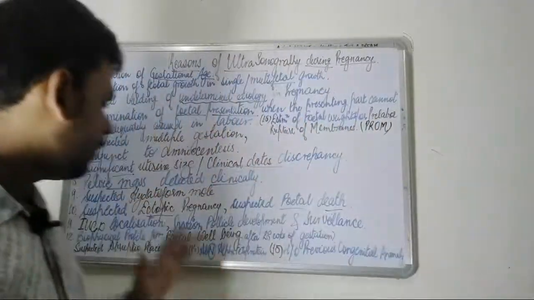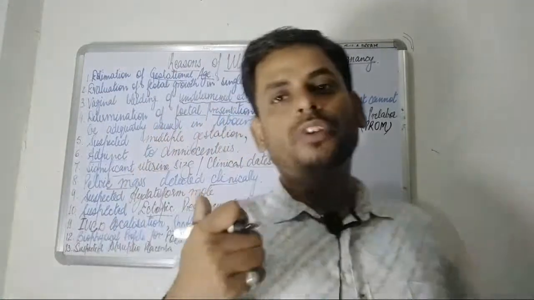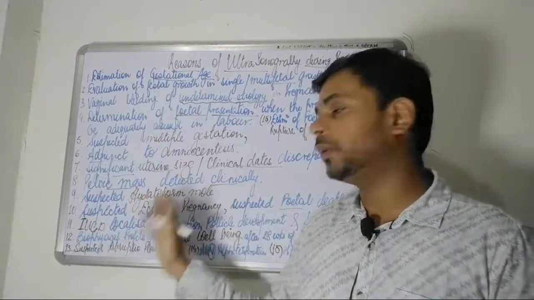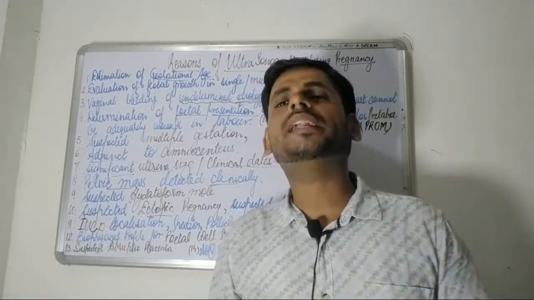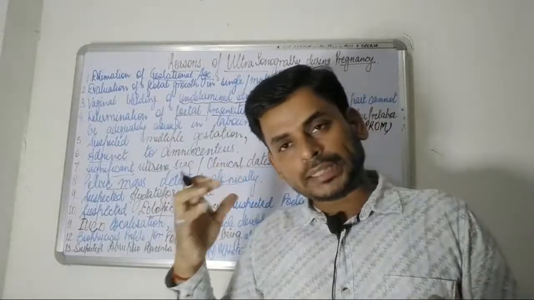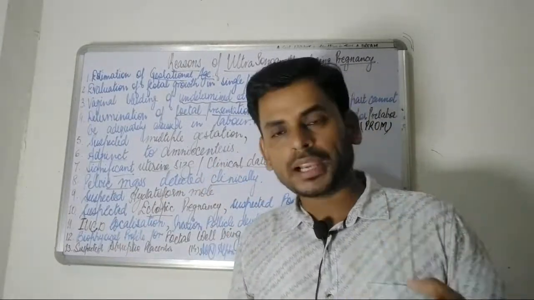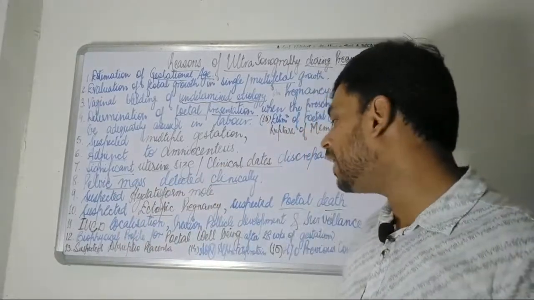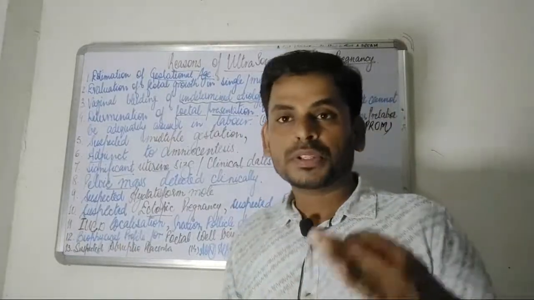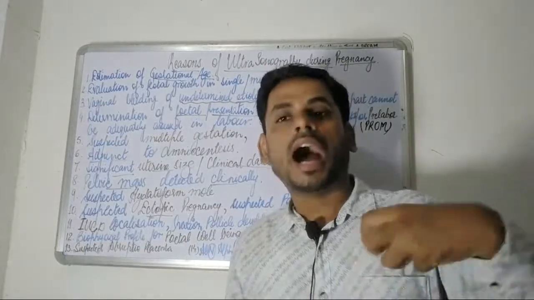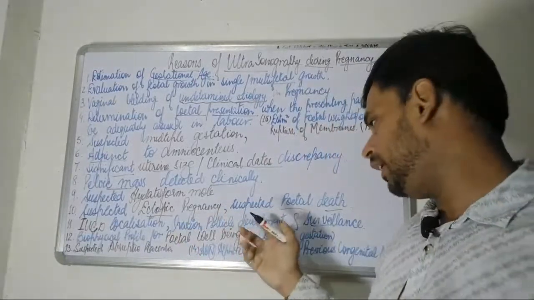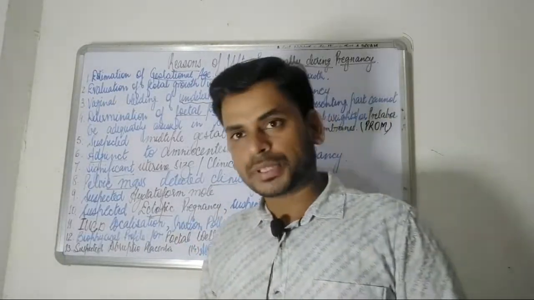Now, the next reason for performing this ultrasonography is intrauterine contraceptive device localization. After placement of copper Ts and various intrauterine contraceptive devices, in order to assess the exact position, how it is placed and where it is placed, ultrasonography is carried out. It is also used in the determination of ovarian follicle development and its surveillance, to see how the ovarian follicles are developing and how the ovarian cycle is proceeding.